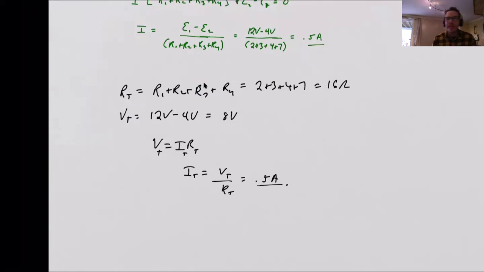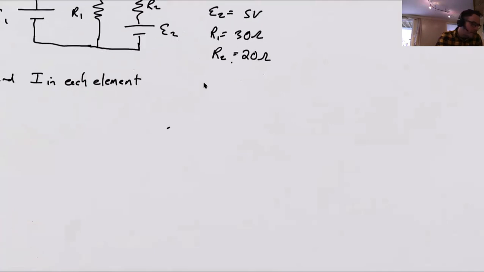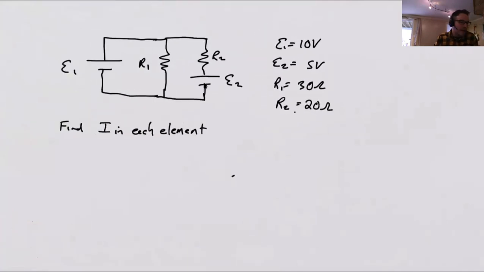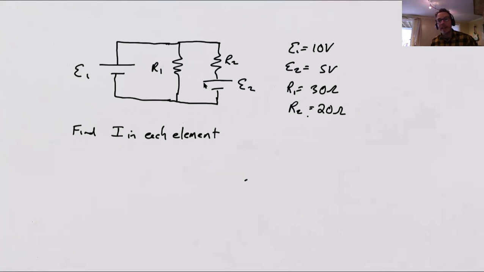Let's go into one that is slightly more complicated because it actually has some parallel elements in it, okay? And again, they don't tell us the direction of the current. So just like we did in the last video, I'm going to assume a direction of the current and from there, see if I can find the unknown currents.